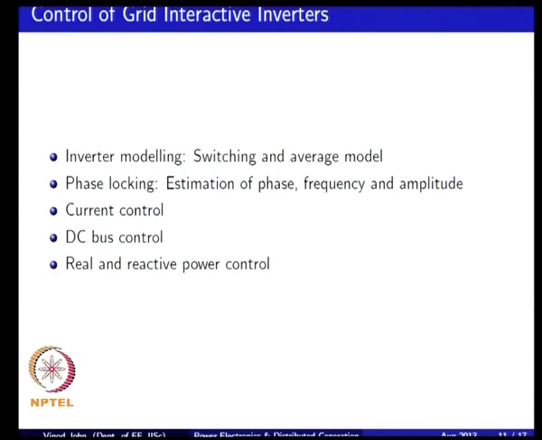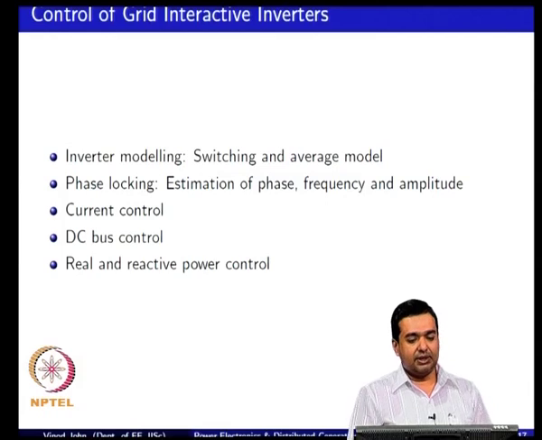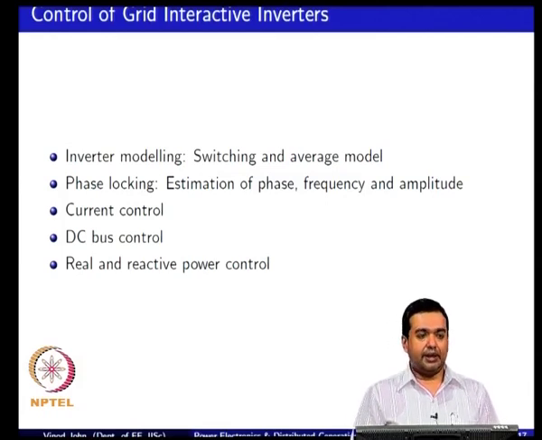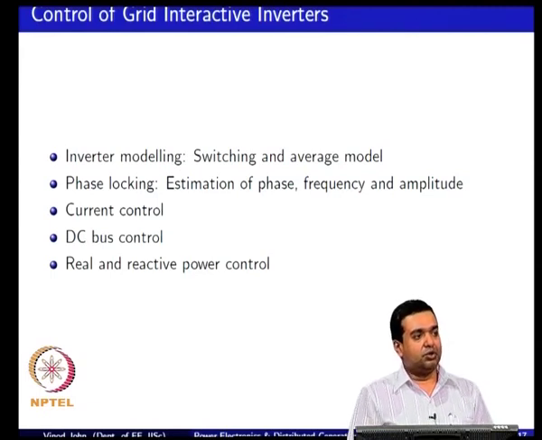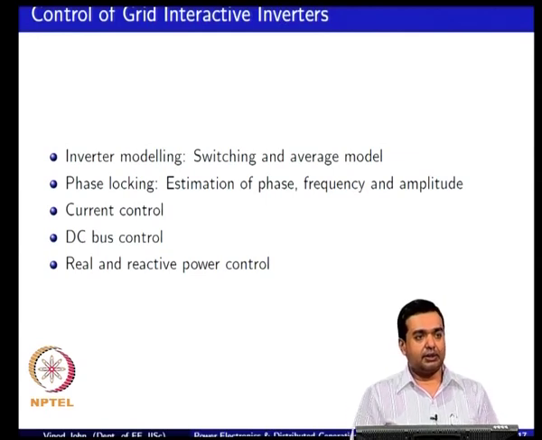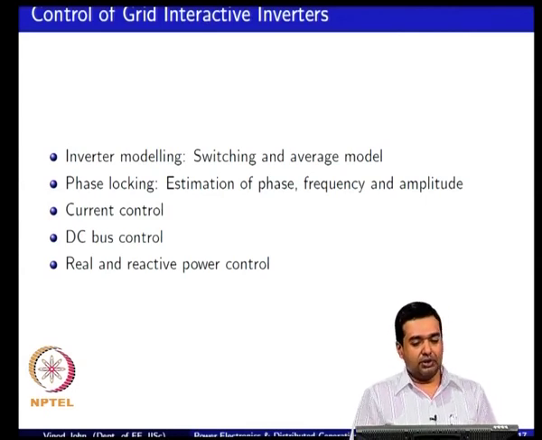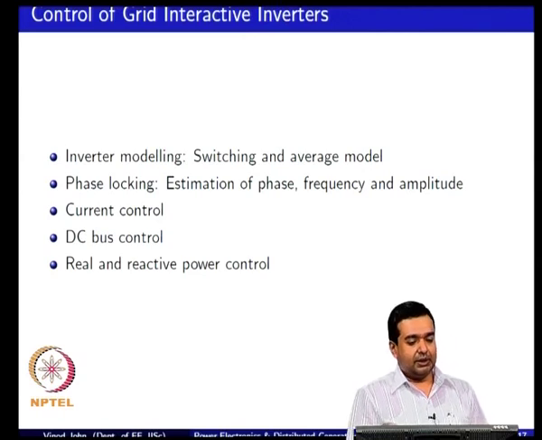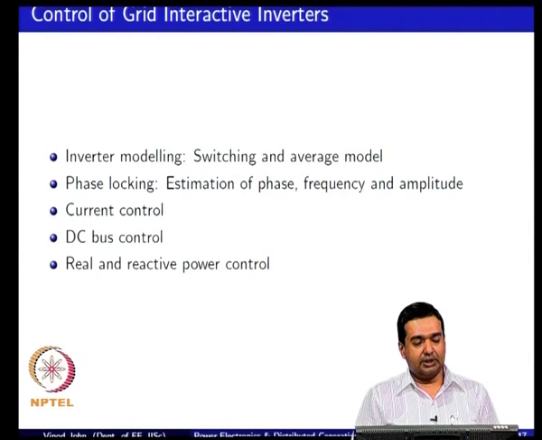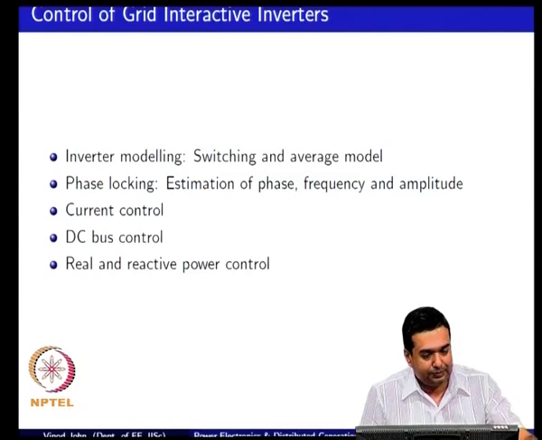If you look at the control related aspects, to some extent we will look at the switching and average models. Some of the important requirements are to be able to do things like phase locking, how to control the current that is coming out of your distributed generation unit, how do you control the DC bus, and how do you control the real and reactive power coming out of your power conditioning unit. So, these are issues that are control related, which we will try to address to some extent.